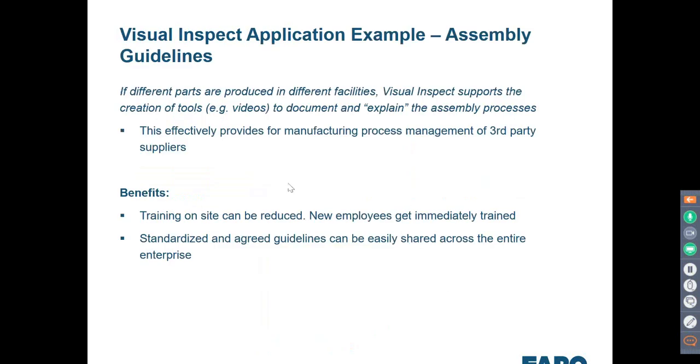Let's talk about assembly guidance or guidelines. Different parts are produced in different facilities, and Visual Inspect supports the creation of tools, documents, and videos that can explain the assembly process. This is, again, a very powerful mobile solution. I would like to say too that many of our customers have a combination. They have very powerful mobile CAD viewing capability with Visual Inspect, and they also have areas where they use the augmented reality. Sometimes they use one and sometimes they use the other, but it gives you more tools in the box, if you will. Most of our customers are blended in the sense that they use a hybrid.